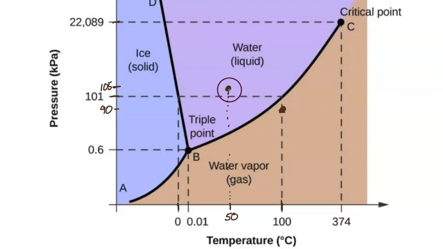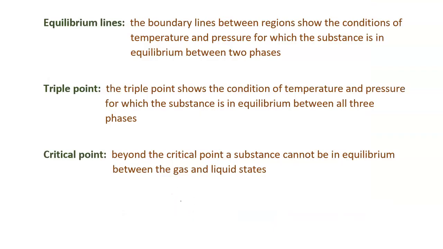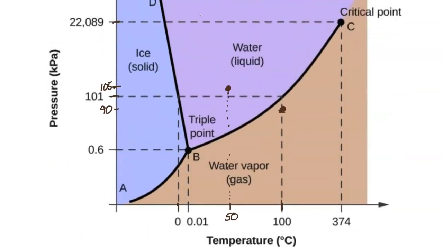The heavy dark lines that separate the phase diagram into the 3 different regions are called equilibrium lines. They are the boundary lines between the regions that show the conditions of temperature and pressure for which the substance is in equilibrium between 2 phases. Let's look at the phase diagram again. And this time, pick a point that's actually on one of those boundary lines. For example, this point right here.